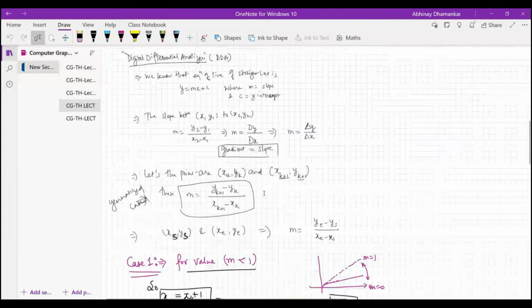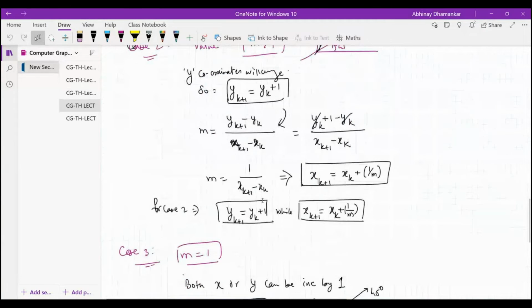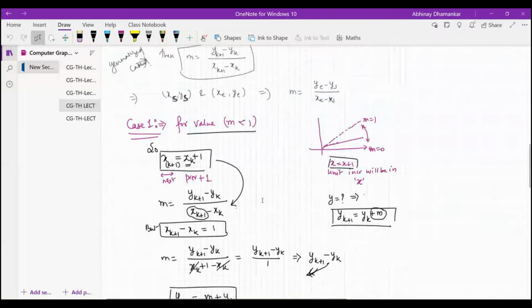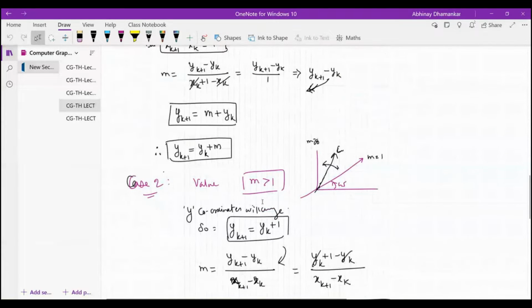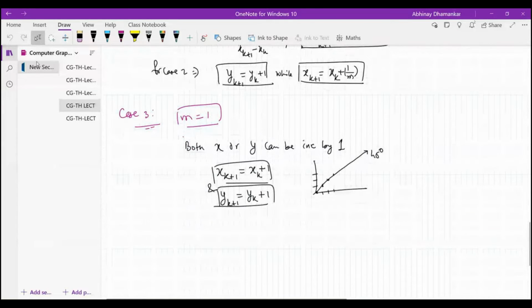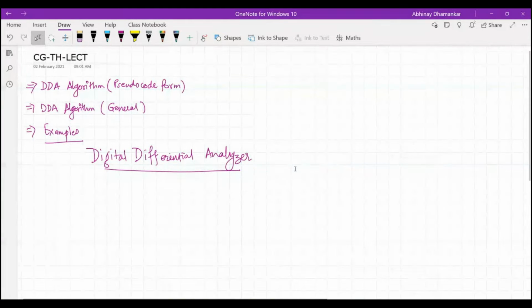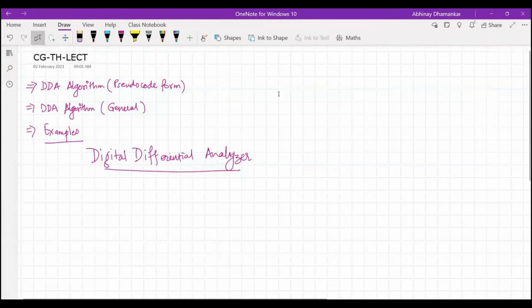So also for the digital differential analyzer, we have seen some cases, 3 cases majorly, when we have m less than 1, greater than 1, and exactly 1. Now moving ahead, in today's topic of discussion we have 3 things, mainly the digital differential analyzer pseudocode, then we can say the general form of it, and then depending on that we need to solve some problems.